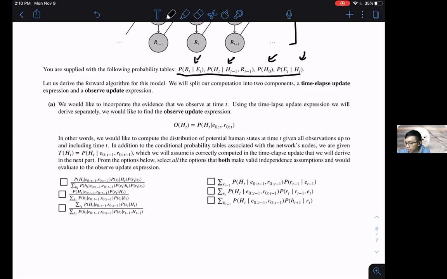So in this case, we want to incorporate the evidence at time t, using our time-elapse update expression. This is our result of running the time-elapse update, where we're given the probability of h t given e 0 to t minus 1, r 0 to t minus 1. And what we want to find is the observation update, which is the probability of h t given e 0 to t and r 0 to t. So notice it's the same thing as the time-elapse update, except we're incorporating evidence from the next time step as well.